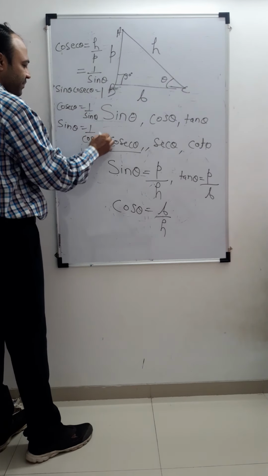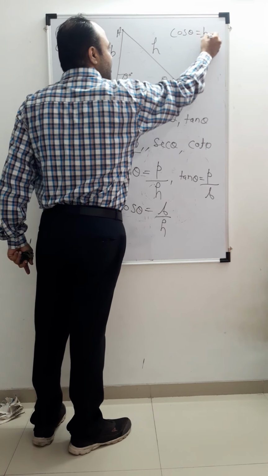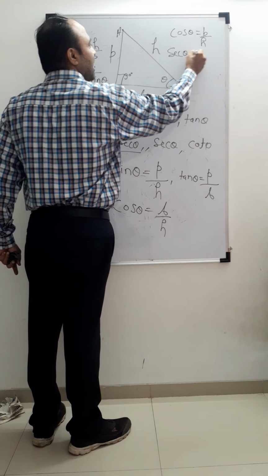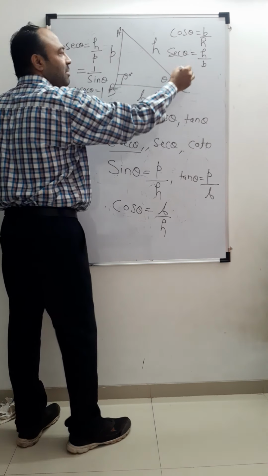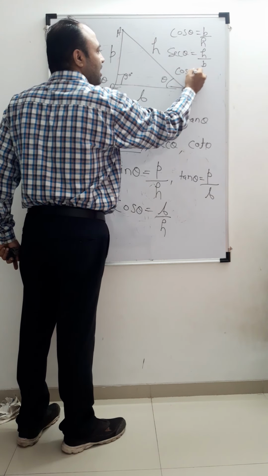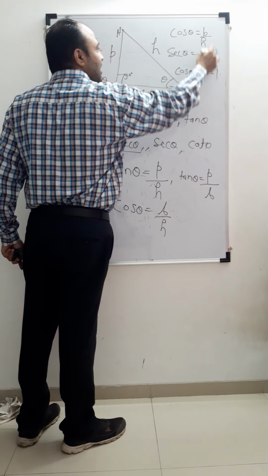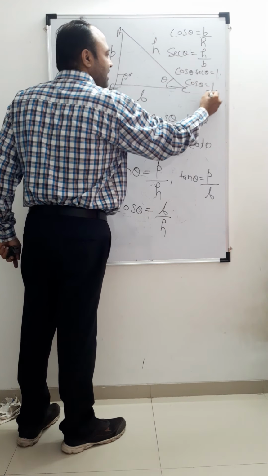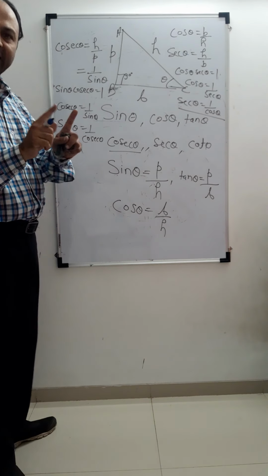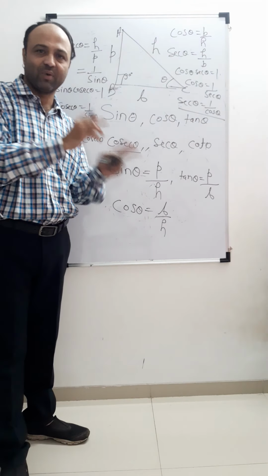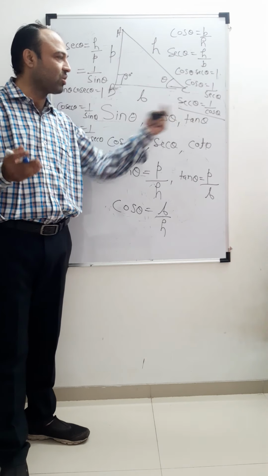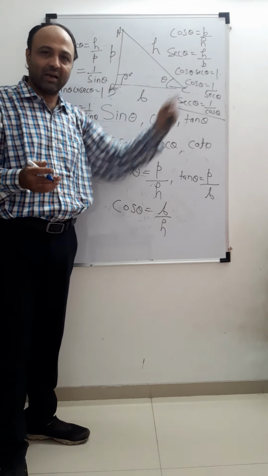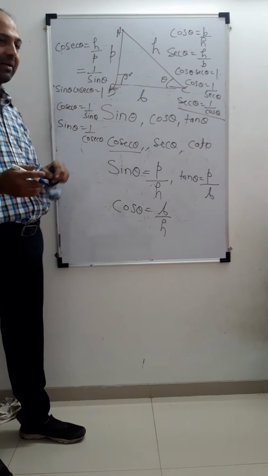Cos theta is B by H. Sec theta comes H by B. When you multiply both, cos theta into sec theta becomes 1. These two get cancelled. So we can write cos theta is 1 by sec theta, or sec theta is 1 upon cos theta. Right? So cos and sec are both opposite to each other. Cos theta is 1 upon sec theta, sec theta is 1 by cos theta, and their product is 1, like sine and cosec is 1.